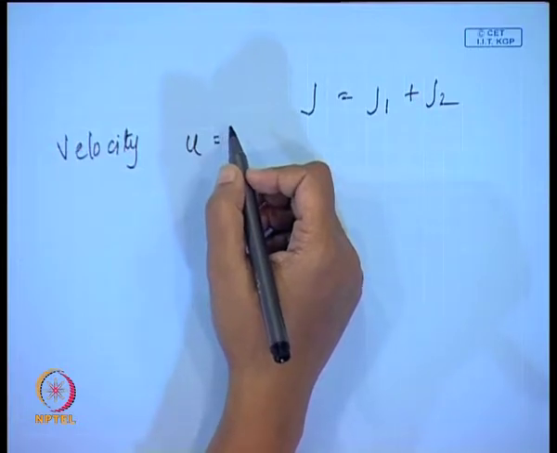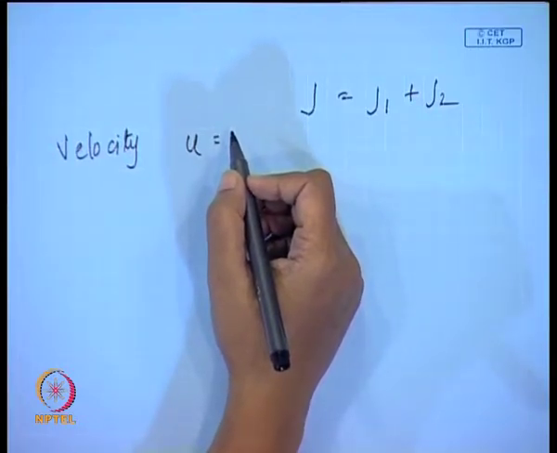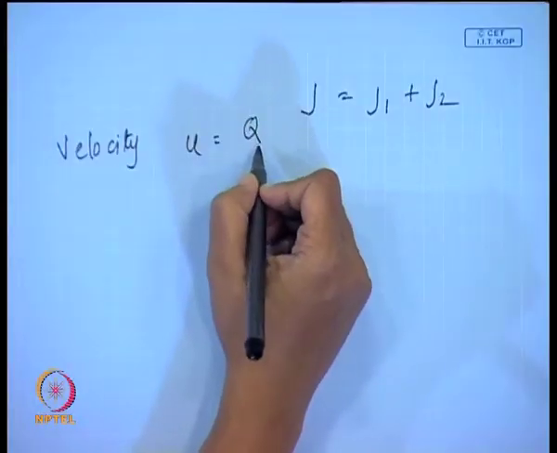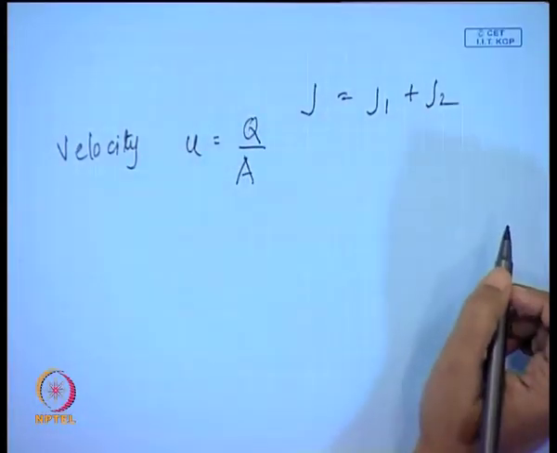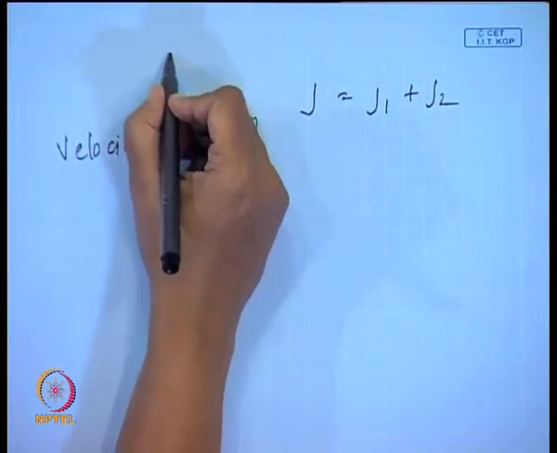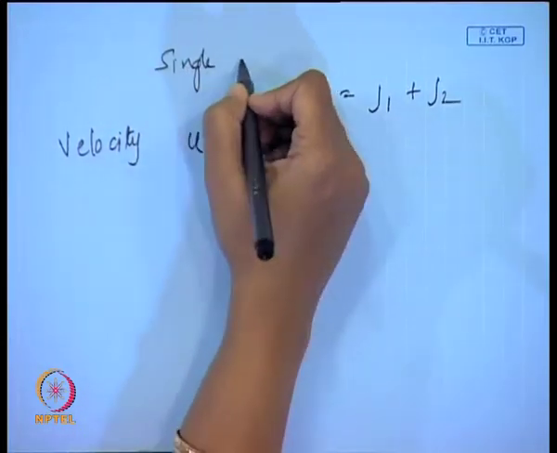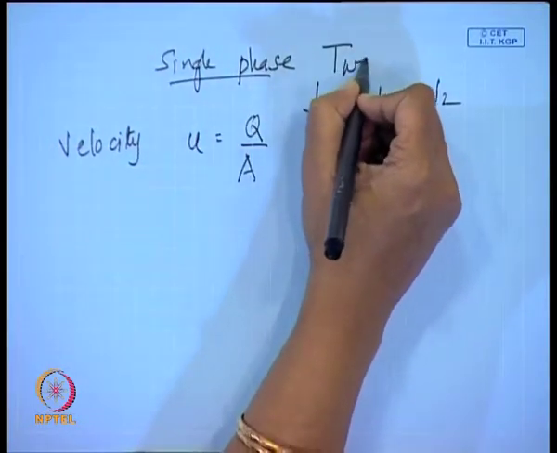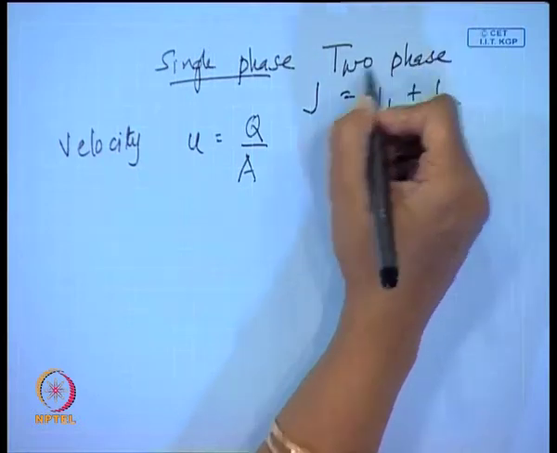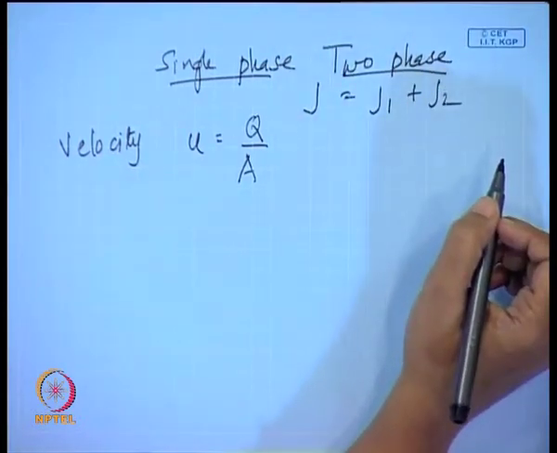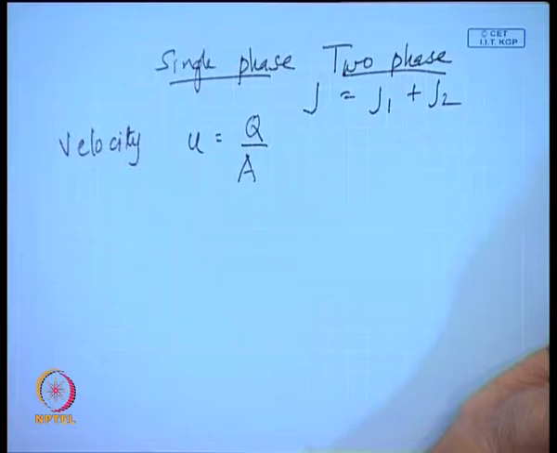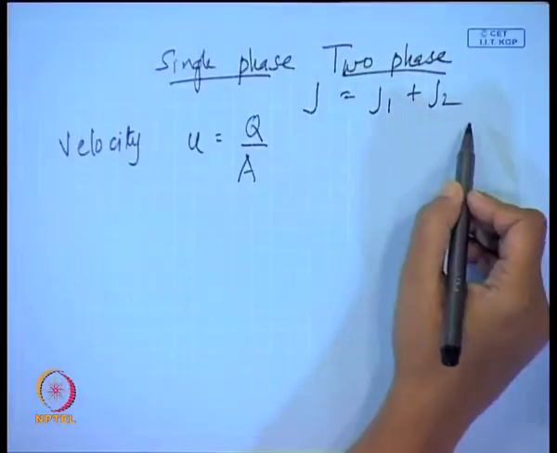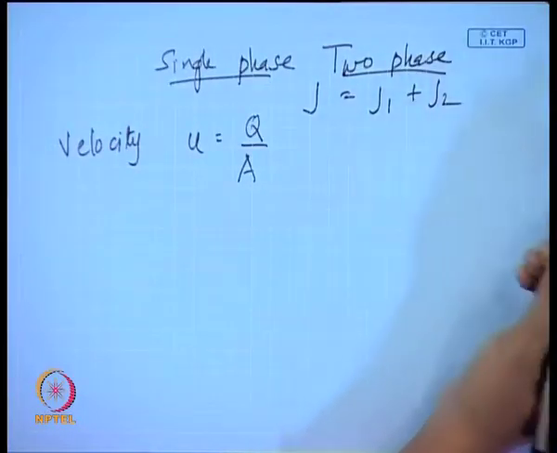It is the volumetric flow rate per unit area. So, therefore, it is equal to Q by A. Agreed? For single phase, it is equal to Q by A. What about two phase? Whatever I am teaching for two phase is going to apply for three phase or other situations as well, only the number of properties will be more. Here it was J equals J1 plus J2, there they will be having J1 plus J2 plus J3.